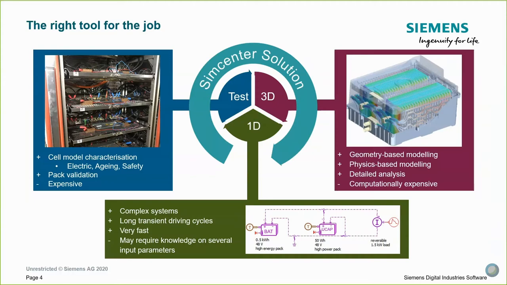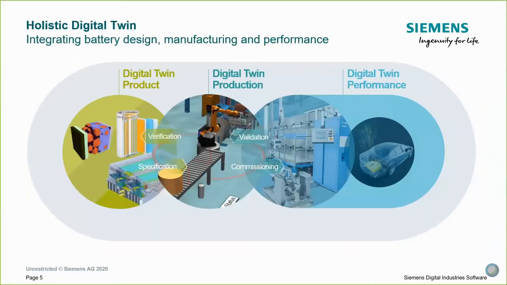Usually, tests would give you the right results, but those are expensive, so doing a pack level validation. If you're doing a simulation, it's dependent on geometry based modeling, and computationally it can be expensive. If you're doing just a 1D model, you can accommodate all the complex systems, but it may require inputs on several parameters which are needed for the 1D modeling. And just combining these three together, you achieve a fairly good solution where you negate all the negatives that I spoke about.